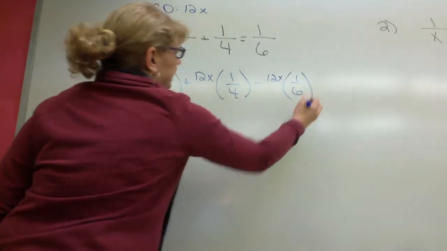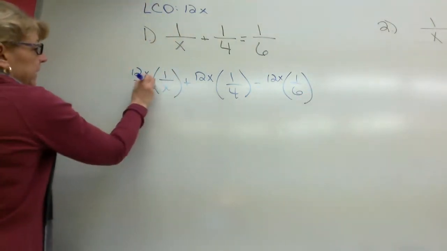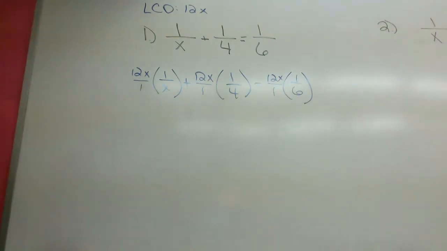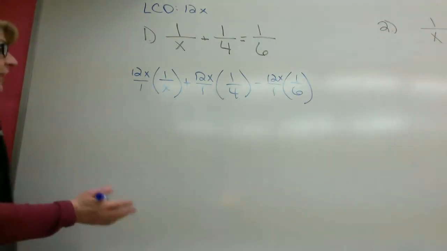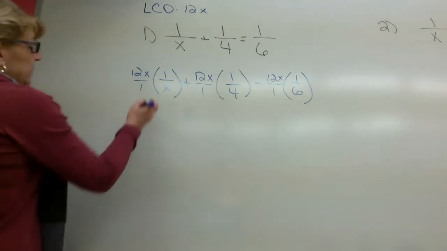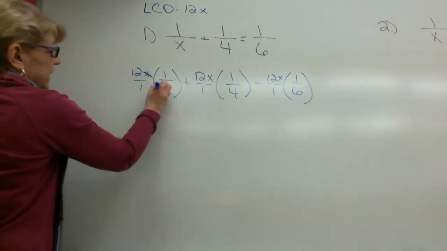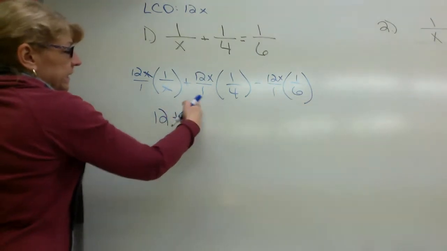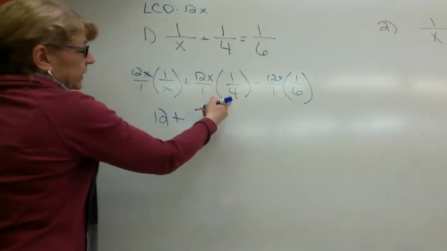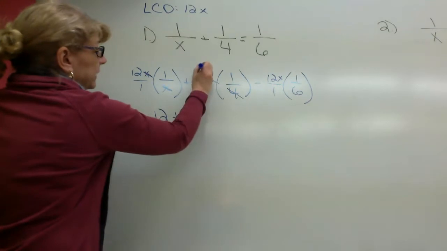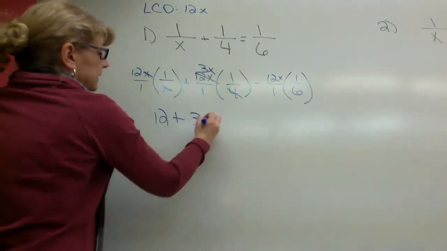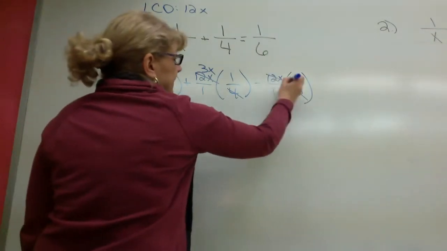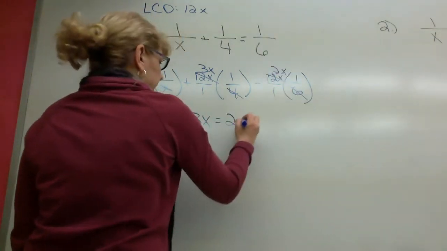the second term by 12x, and then finally the last term by 12x. Now remember, if it helps you think about that, you can put it over 1 so that you realize you're multiplying fractions here. You'll cancel any common factors between the numerator and denominator, so in this case we'll cancel the x. That will leave me a 12. The second term, common factor is 4. That will leave me 3x. And in the last term, common factor is 6, and that will leave me a 2x.